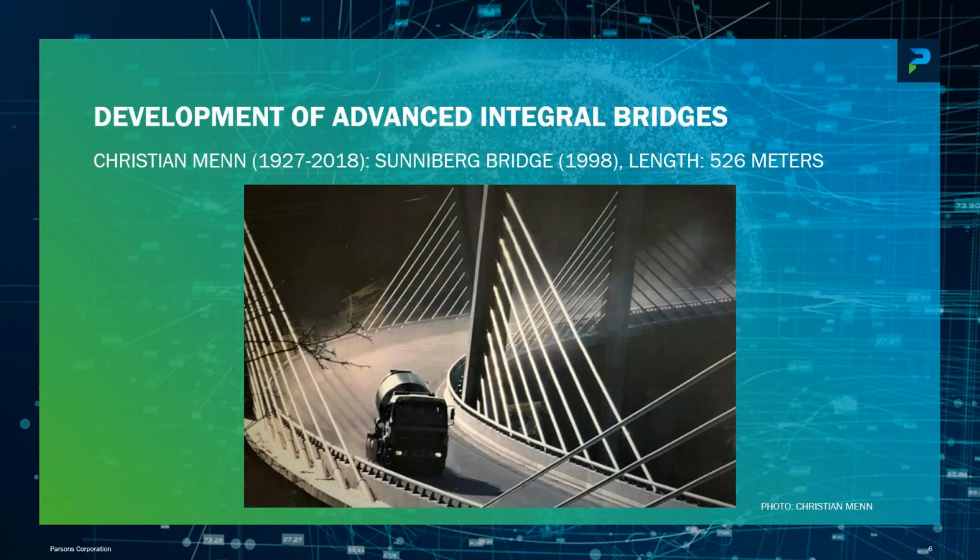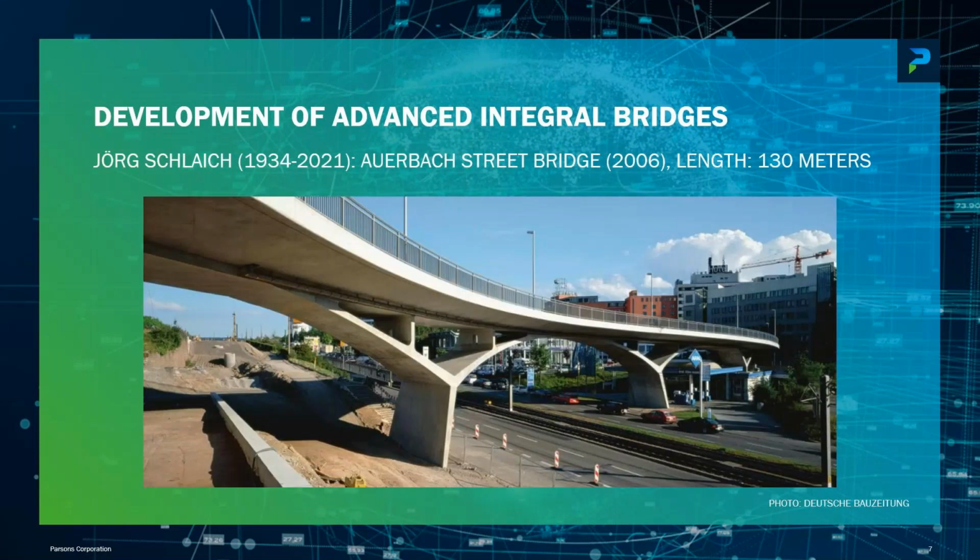The next bridge is a bridge by Jörg Schleich in Stuttgart, in northern Stuttgart. The Heilbronner Street is bridged here by the Auerbach Street. This bridge was built in 2006 and has a length of 130 meters. What Jörg Schleich did is he combined both ideas from Robert Maillard, the deck stiffened arch that reaches vertically, with the Suniberg bridge that breathes laterally, because this bridge has an S shape and can move laterally as well.